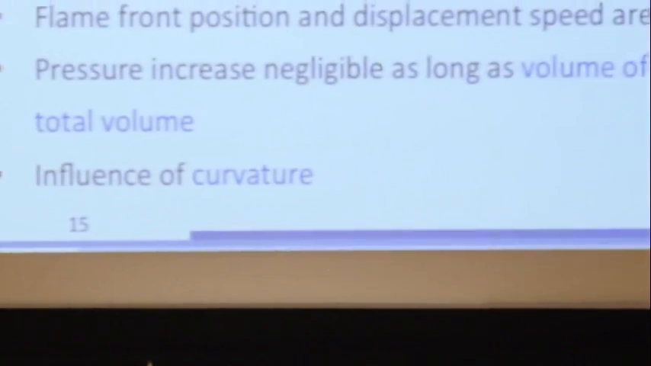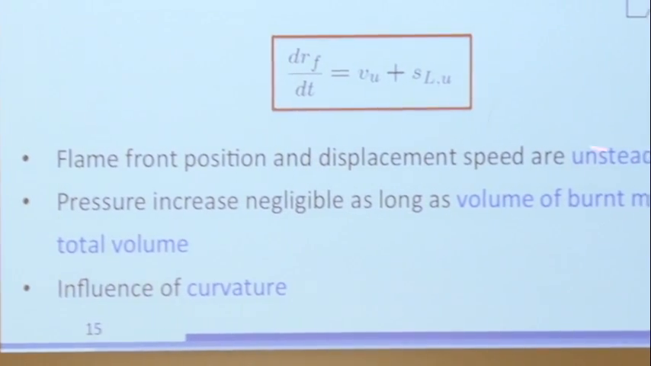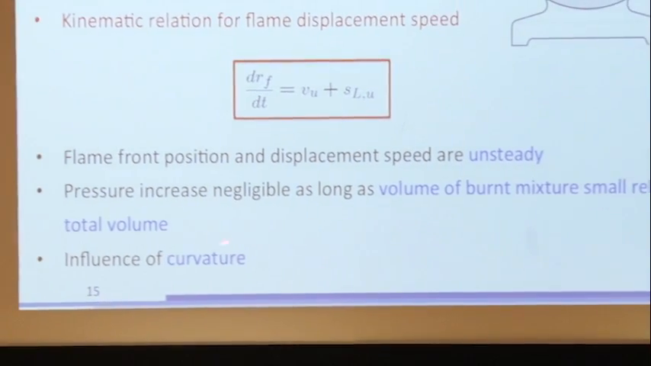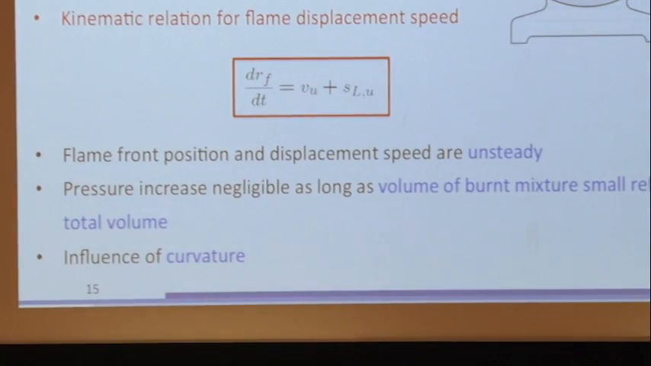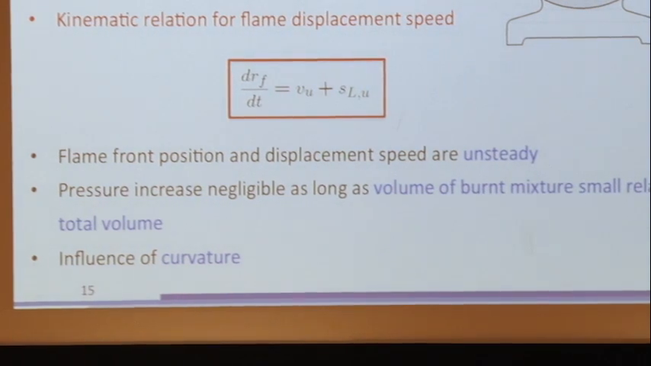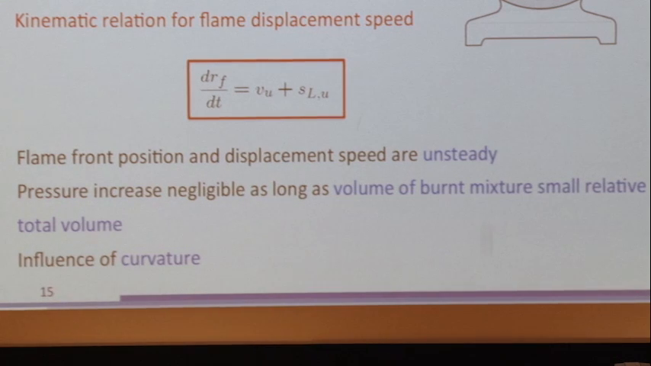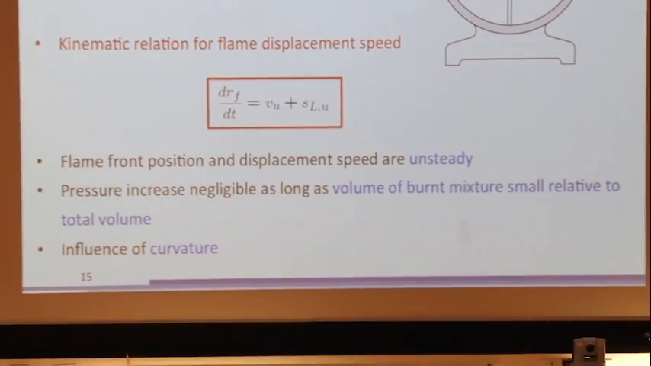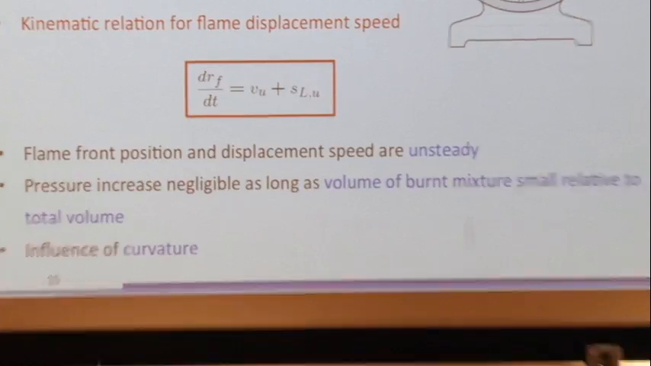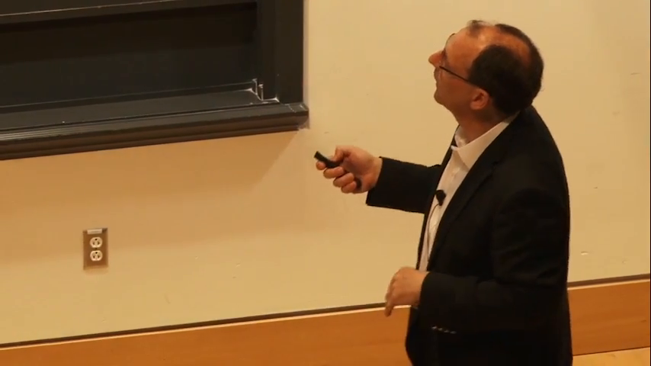So both the flame front position and the displacement speed are unsteady. They change with time. The pressure now in this vessel, because it's a constant volume vessel, the pressure will increase, and that will contaminate your measurement. But if you observe the flame only in the very beginning, when the burnt volume is still small compared to the whole volume of the chamber, then the pressure increase is very small and it can be neglected.